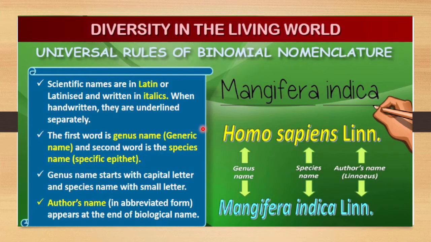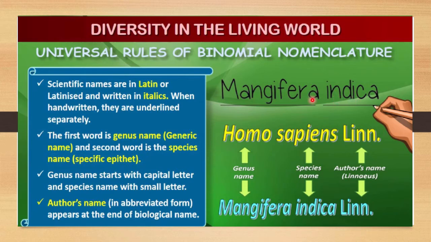So it is very clear to you. Now next rule, genus name always starts with a capital letter. Here you can see the example. So the first letter of the genus is always capital, and species name will always be in small letters, no capital letters. So in the whole name, you can see only one letter will be capital, that is the first letter of the genus. The rest will be small letters.